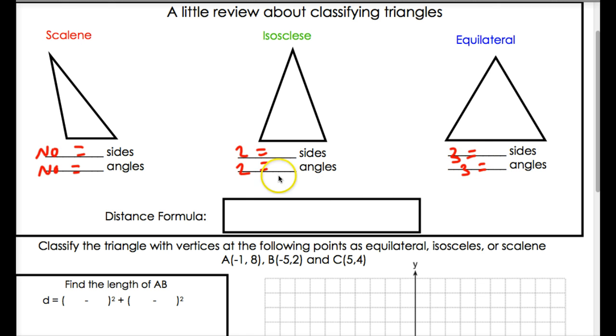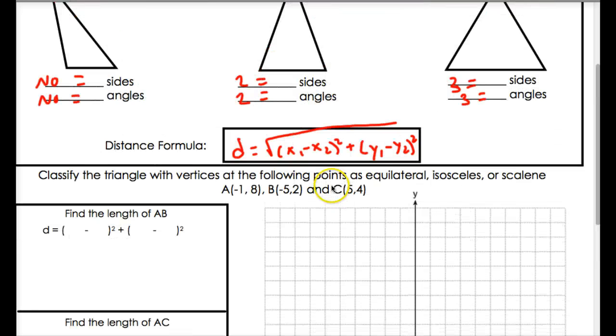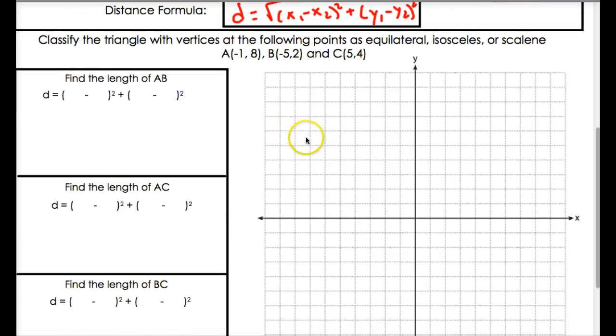Now, another thing I should probably remind you about is the distance formula. If you remember this from last time, it's just d equals the square root of (x1 minus x2) squared plus (y1 minus y2) squared. All right, that is our distance formula. How is that going to help us today? You're about to find out.